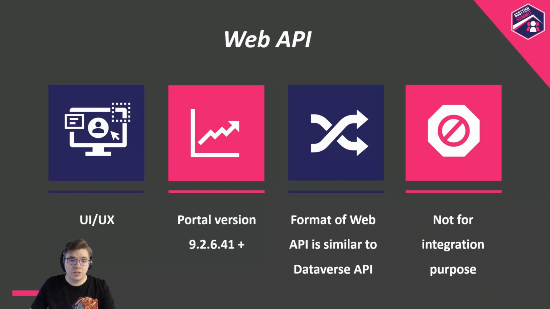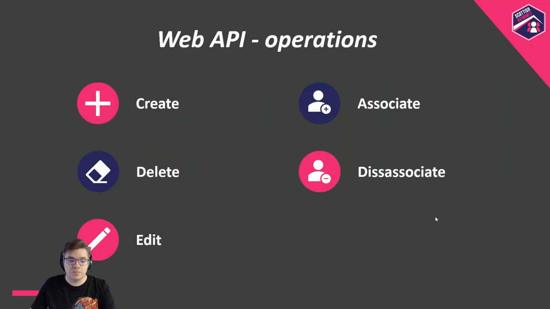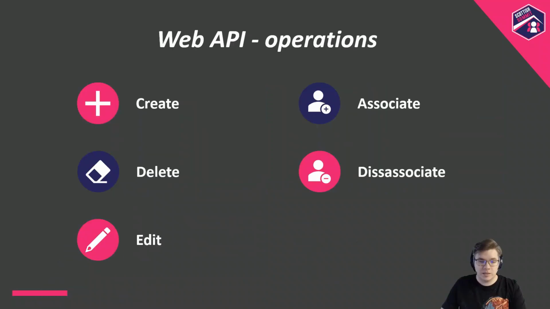Now let's move to the Web API operations. So, let me move myself. Yeah, that's better. So, what operations are available in the Web API? We can create new records, we can delete existing ones or properties of existing records, we can edit existing records and their properties, we can also perform associate and disassociate operations.